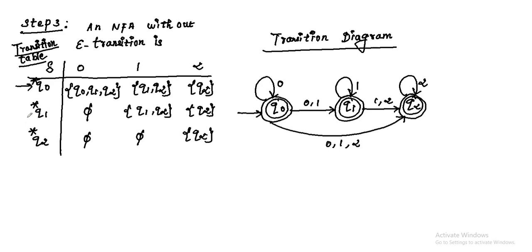Next, the second state: q1 on 0 is null, leave it. q1 on 1 goes to q1 and q2: q1 on 1 goes to q1 itself and also to q2. q1 on 2 goes to q2. So q1 on 2 reaches q2. Last state, q2 on 0 is null, leave it. q2 on 1 is null, leave it. q2 on 2 goes to q2 itself. q2 on seeing the symbol 2 reaches q2 itself.